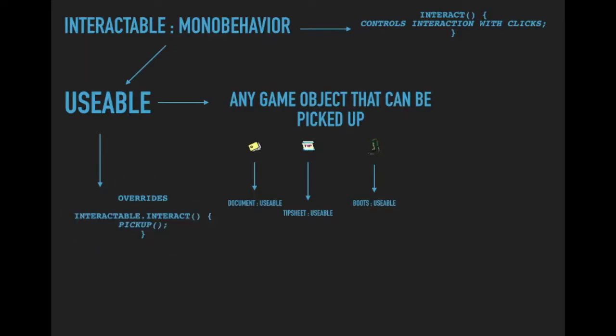Basically what we have here is an interact function from the interactable. On our usable, we can override the interact function. So for example, if we want to call our pickup script on our interact on the usable, then that's where we do it. And this gets kind of messy because then for each one of our classes, we have to override our pickup if we want them to do something different. So just take a look at this.